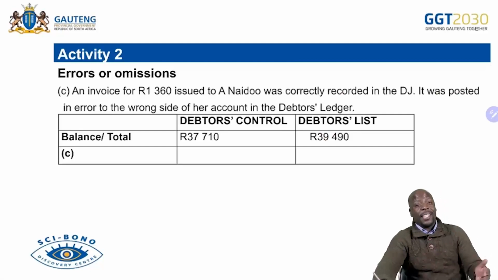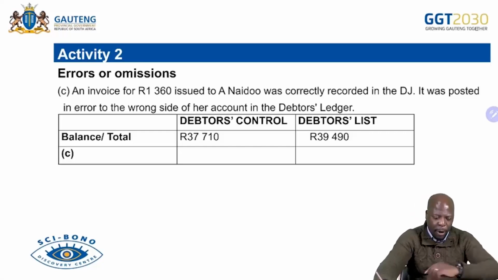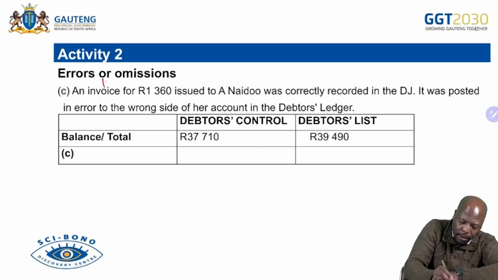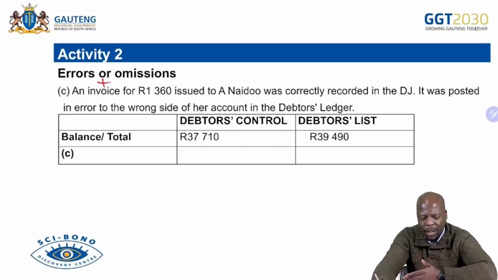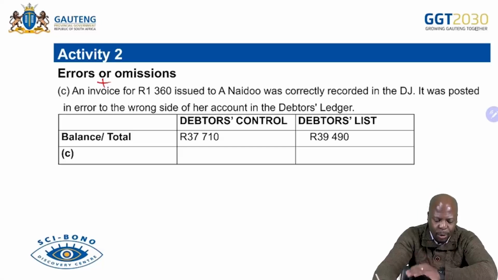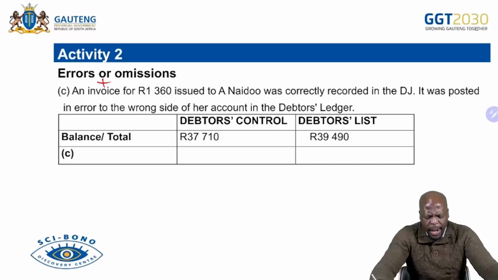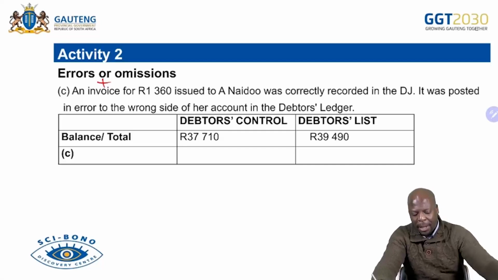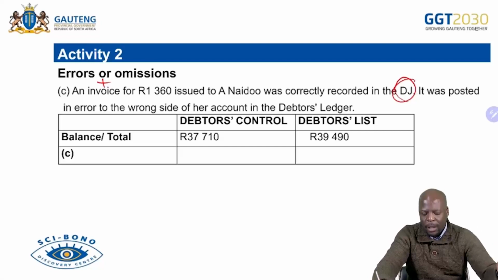An invoice. I'm going to give you a second now. Tell me, if they say an invoice, what sign goes with an invoice? Okay, think fast. You're very correct. An invoice comes with a plus. An invoice for 1,360 issued to A. Naidu was correctly recorded in the DJ. Everything is fine here. But it was posted in error to the wrong side of the account in the debtors ledger. So they're telling us that the error is not in the control, because an invoice of 1,360 issued to Naidu was correctly recorded in the DJ. Once it's correct in the DJ, my control will be good.